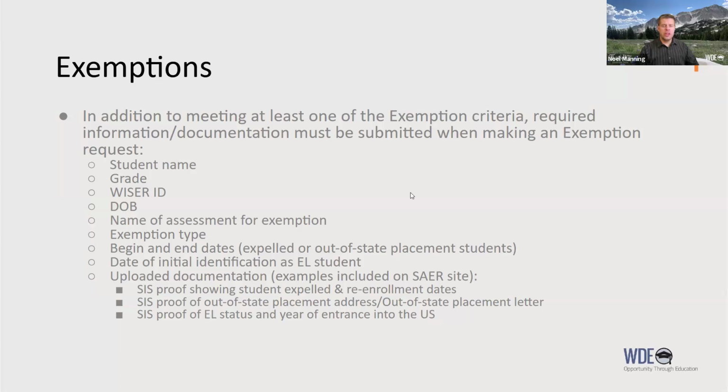And then uploaded documentation. And if you go to the SAYER site, there are actually examples of these, but we would need your student information system. Screenshots usually work best. But proof of showing student has been expelled and the re-enrollment dates or proof of out-of-state placement address or out-of-state placement letter, or in the case again of EL status students only, proof of EL status and the year of entrance into the US. And again, really all that's necessary for this is a simple screenshot from your student information system. And that can easily be uploaded into the system.